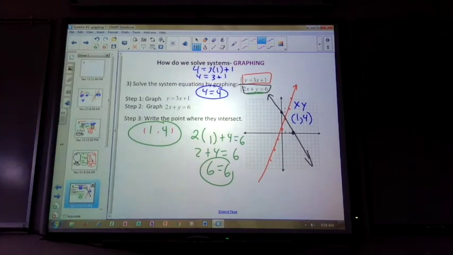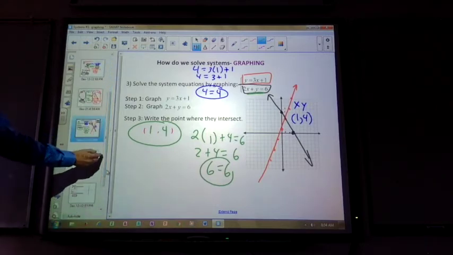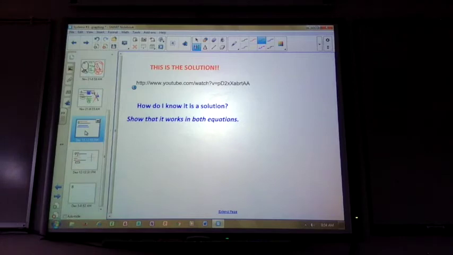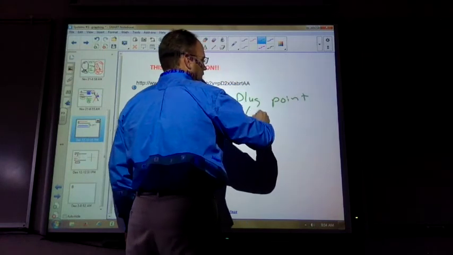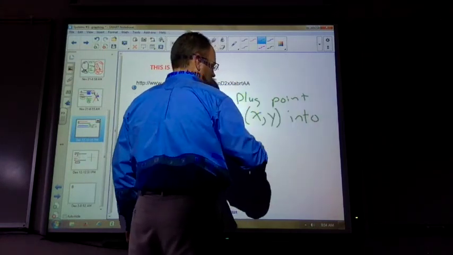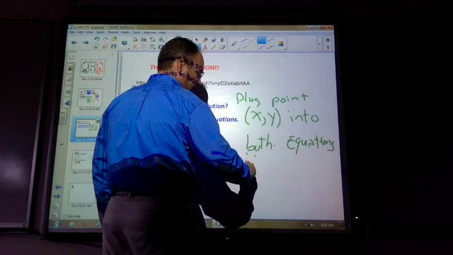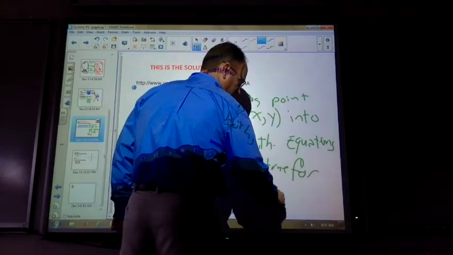Is that good? Feeling all right about that? Yes. All right. But how do you know if it's a solution? If you plug it in, you get an equal statement. Does that make sense? You plug it in, and you plug it into both. So plug into both. Plug point x comma y into both equations. If true for both, then solution.